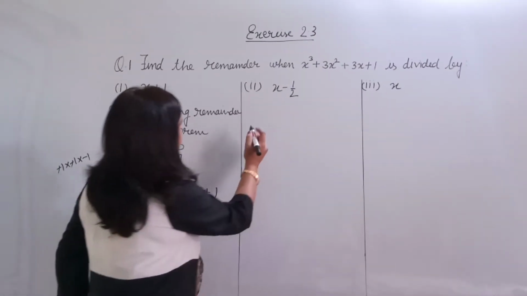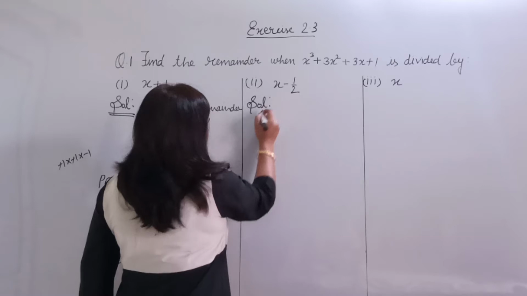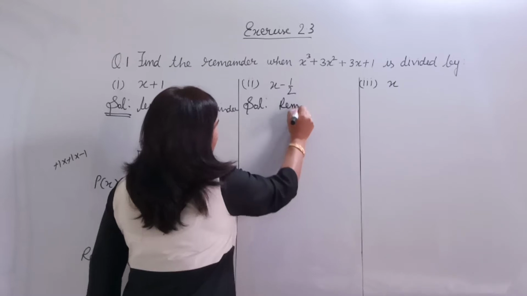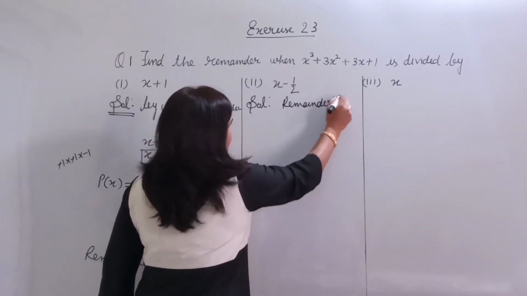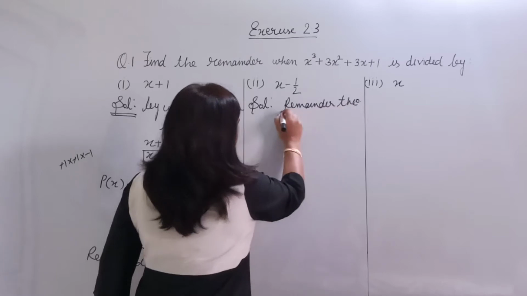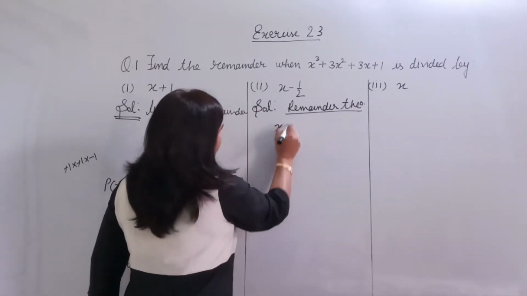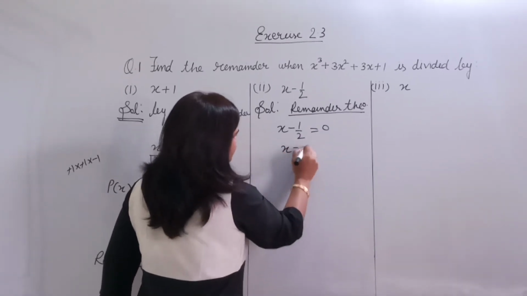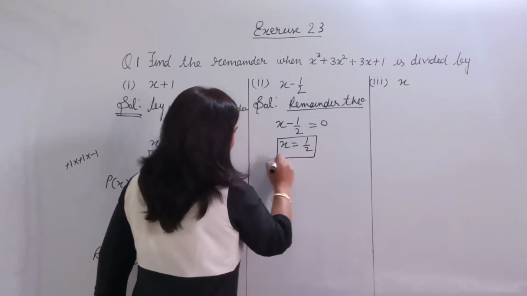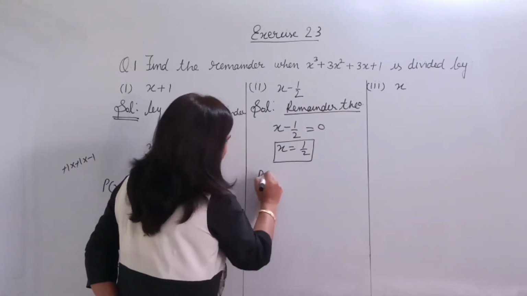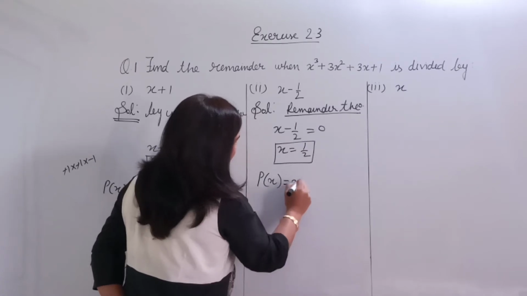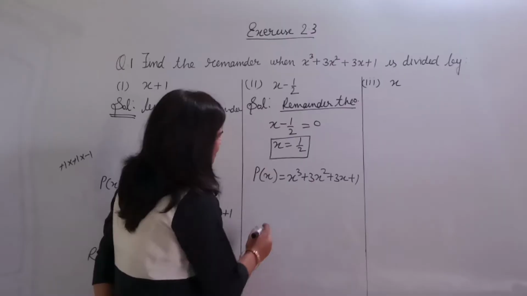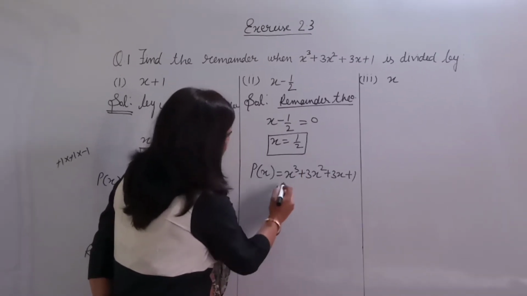Now we will move on to the second part. Now we will start the solution. Here we have x minus 1 upon 2. So by using the remainder theorem, we will take the divisor x minus 1 upon 2 is equal to 0. So x is equal to 1 upon 2. Now we have the polynomial. So p(x) is equal to x cube plus 3x square plus 3x plus 1. Now we will put the value of x is equal to 1 upon 2 in this polynomial.